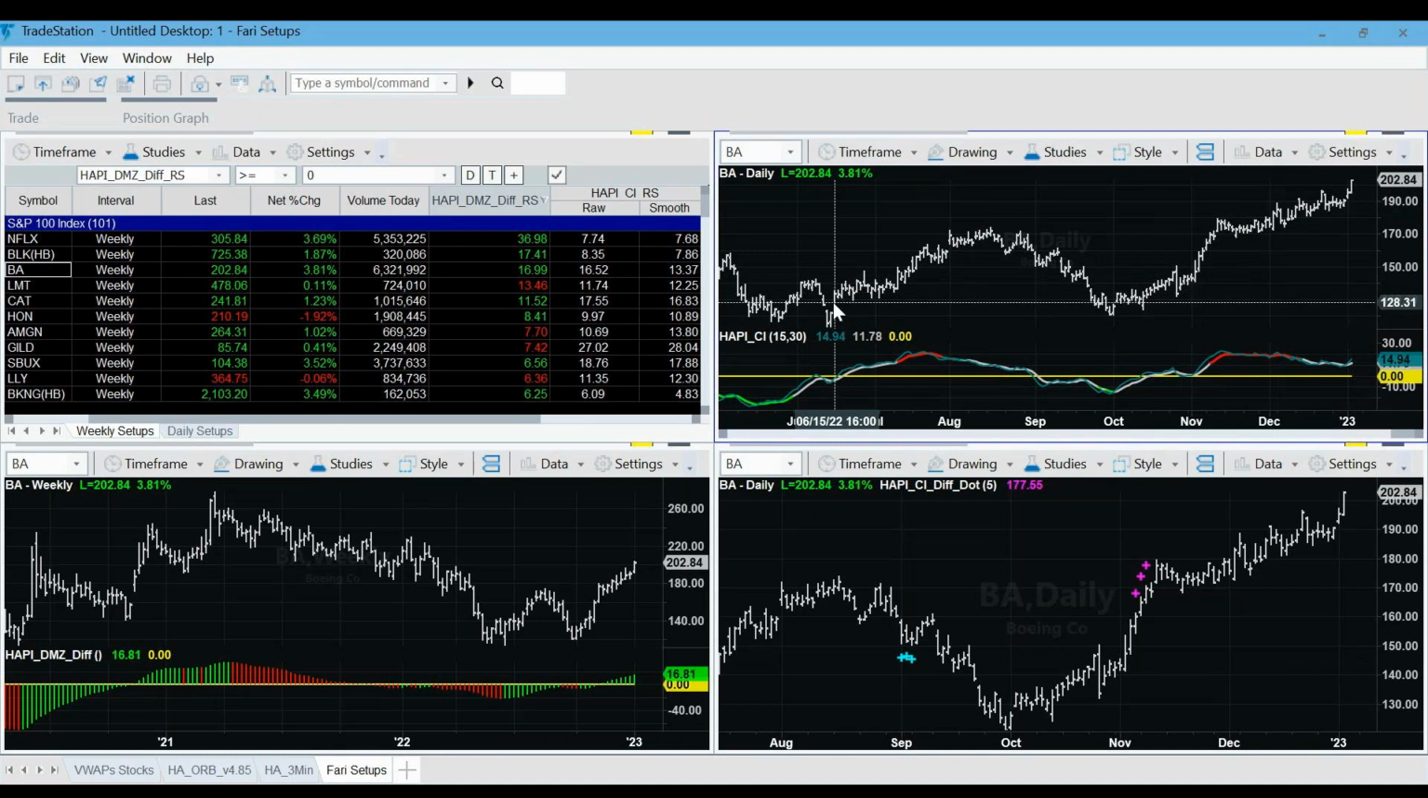So the idea is super simple on both of these. You're buying the crossover zero for the DMZ diff, and you're buying the actual line crossing over zero for CI. Now, the trade that a lot of people want to make using CI is often taking it oversold and then buying this cross up right here. So this would be the blue line over the white line, and then riding that up to the next cross. That's fine too. I find if you're going to trend follow, it just works better if you're buying the cross over zero and under zero.